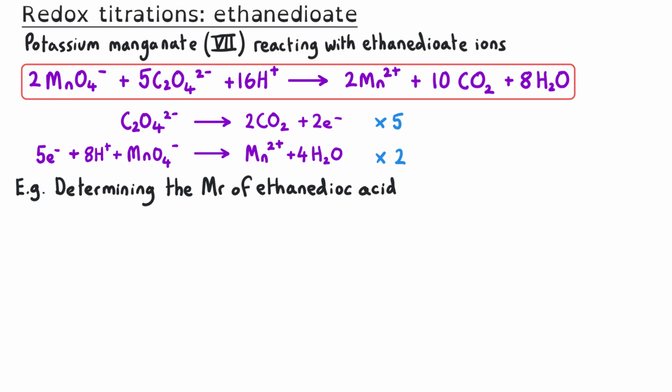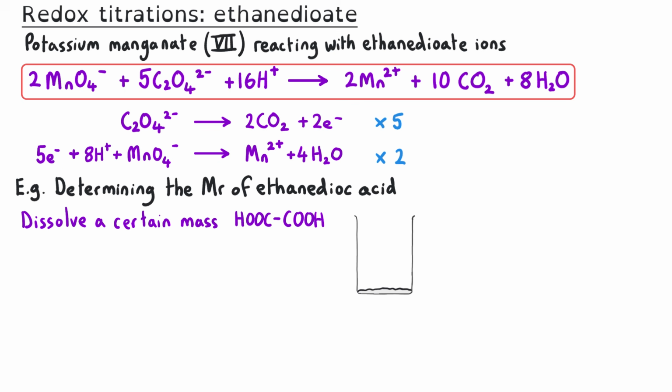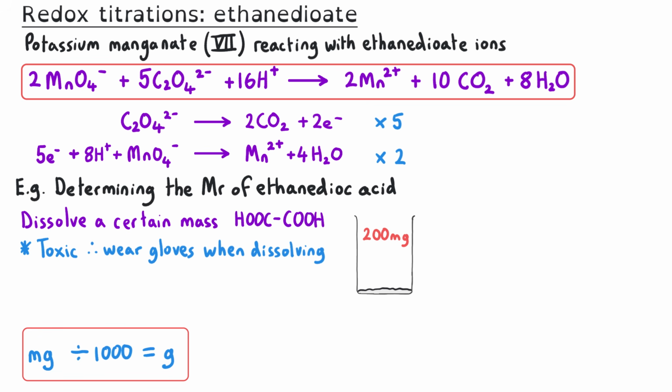An example of where this redox titration might be applied is to determine the Mr of ethane dioic acid. To carry this experiment out, you'd dissolve a certain mass of ethane dioic acid in a beaker. This chemical is toxic, so you'd wear gloves whilst dissolving it. Perhaps you'd be given an exam question where they describe 200 milligrams as being dissolved in a beaker, and you have to remember to convert that mass into grams.